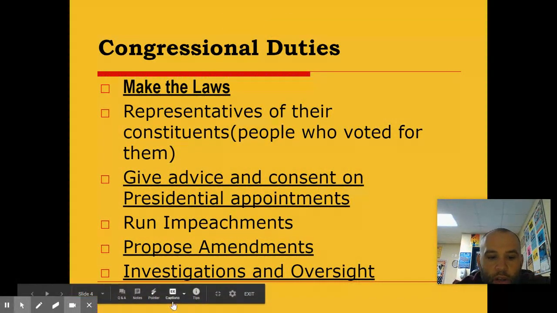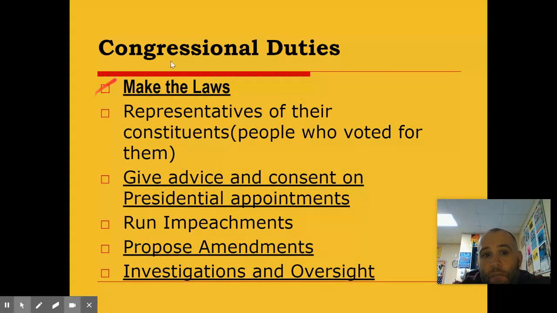All right, so what are the duties of Congress? The main duty of our legislative branch is to make the laws. You're in second, third grade, learning about the three-branch government: the legislative branch of the U.S. government makes the laws. Representatives represent their constituents from the states that they represent. They also give advice and consent on presidential appointments. That's an important one that the Senate does.